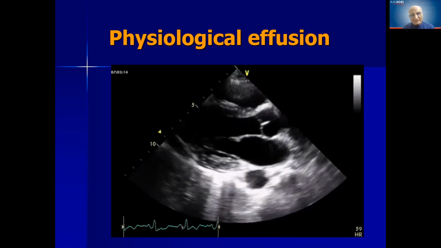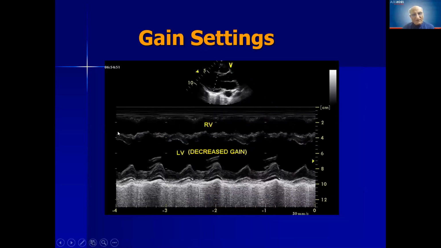For example, if you see the same M mode, we always reduce the gain to see better. Now you see there is an echo-free space only in systole, but not in diastole. Again, echo-free space only in systole, not in diastole. So that means this is more of a physiological pericardial effusion.